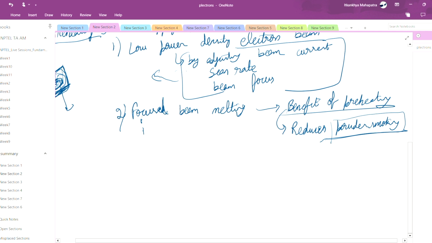increases conductivity. Now the other benefit is it reduces thermal gradient.